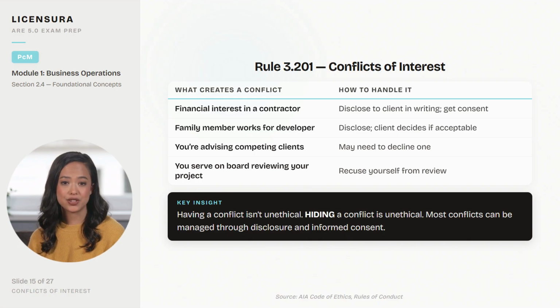Having a conflict of interest is not unethical. Hiding a conflict, that's what's unethical. Most conflicts can be managed through one straightforward step: disclosure and informed consent. When in doubt, disclose. It's almost always the right answer. Next, we'll build a decision-making framework you can use on any ethics question the exam throws at you.